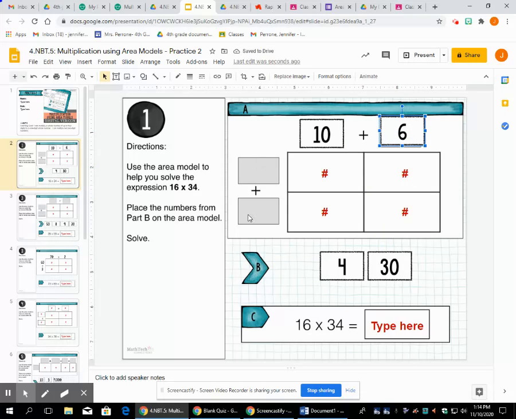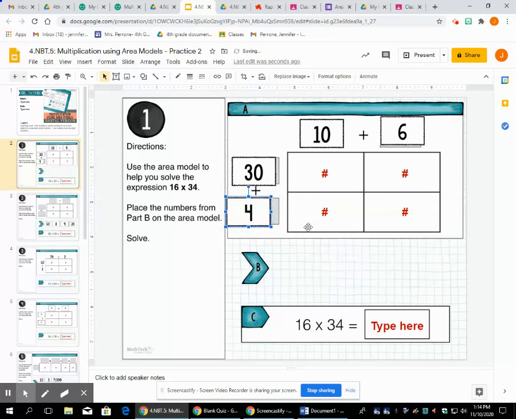Then I'm going to do the same thing on the side. It does not matter which side you use. I'm going to look at my number 34 and I want to expand it. I want to find the value. I have 3 tens, which gives me a value of 30. And then I have 4 ones. 30 plus 4 gives me the value of 34.